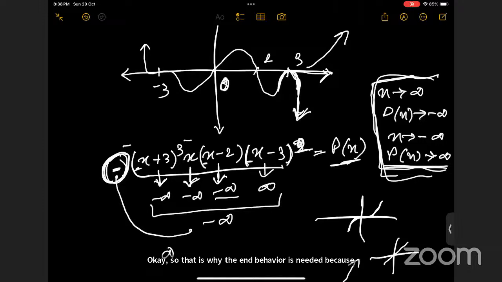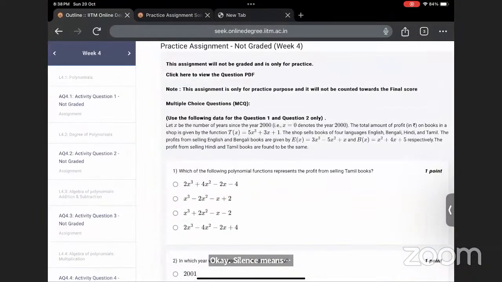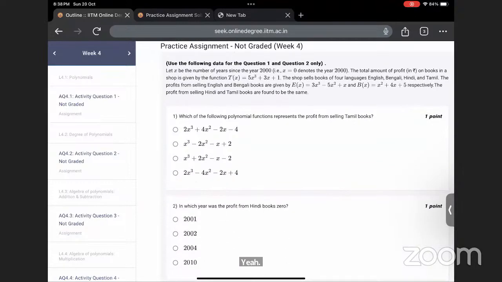Okay. Yeah. So is it clear? I mean, is your doubt cleared? Yeah, somewhat. Okay. So if there is no other doubt, then we can now move to the practice assignments. So is it fine now? Okay. Silence means maybe it's fine. So yeah. So what are the doubts in the practice assignment?